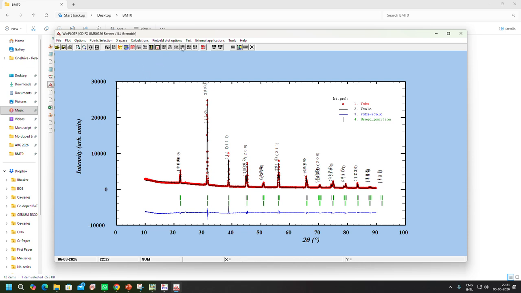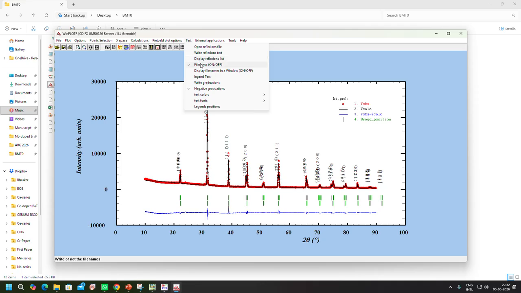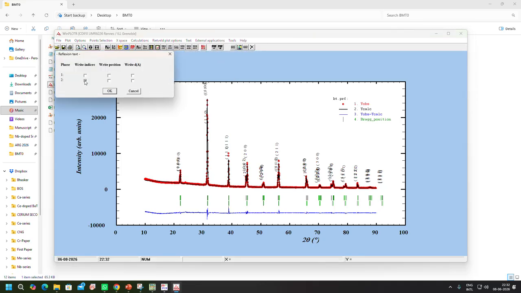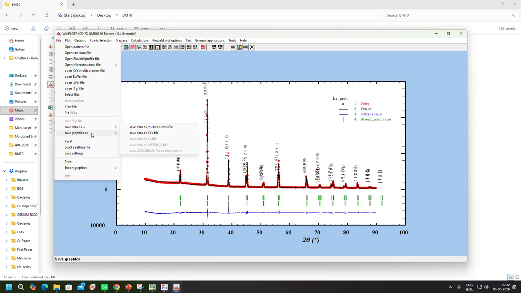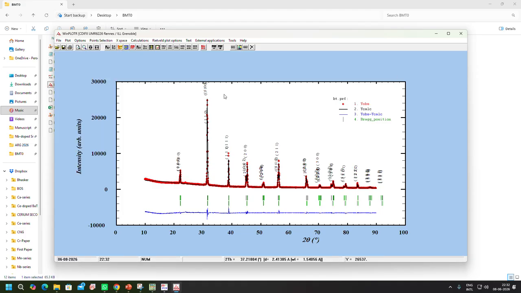Here it is not a good idea to show you the reflection text. You just remove and choose one by one. So in this way you can choose. Here you can extract either save data or save graphic as a PGF file for your manuscript. Okay, so this is a good way to show your results.